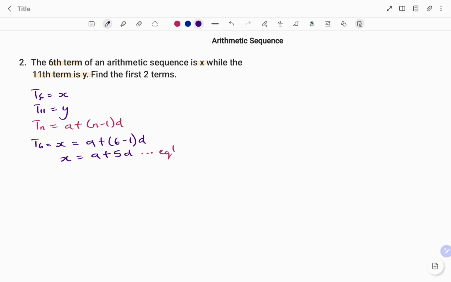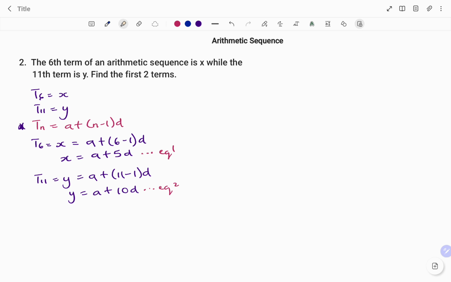I'm going to tag that my first equation. I have equation 1. If I go back to my T11 as the 11th term, I have T11 equals y, which is equal to, I do the same, substituting the values in my nth term equation. I have a, the first term, which we don't know, plus 11, which is n, minus 1 multiplied by d. Simplifying, I have y equals a plus 10d. I'll tag that my second equation. That's equation 2.